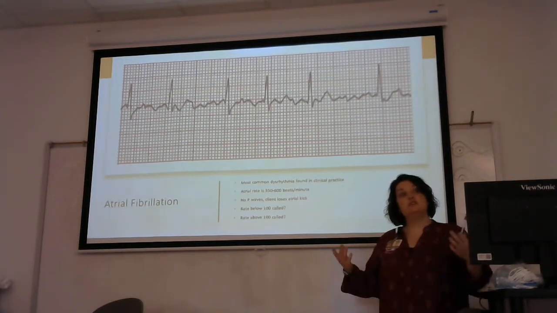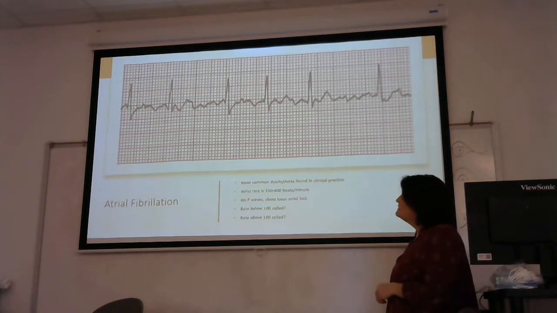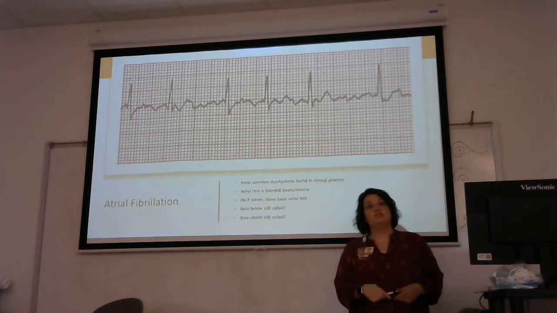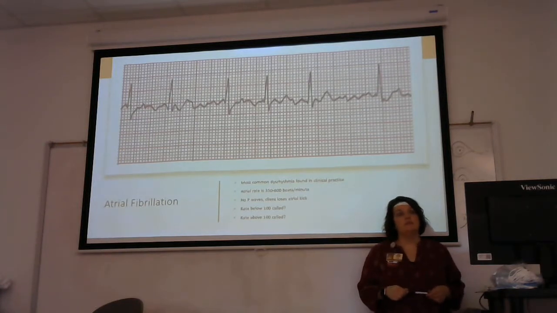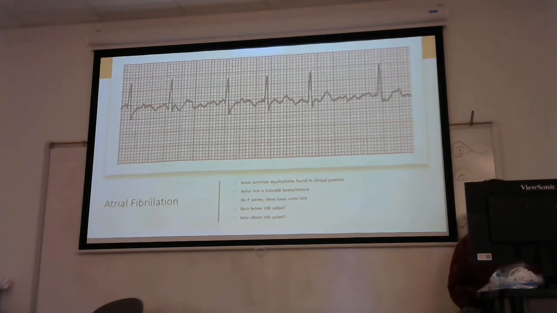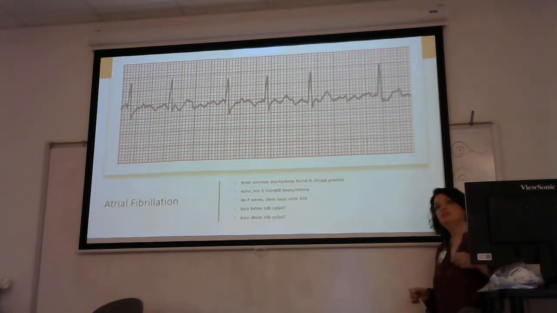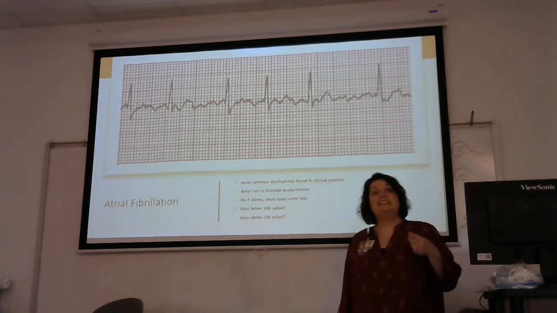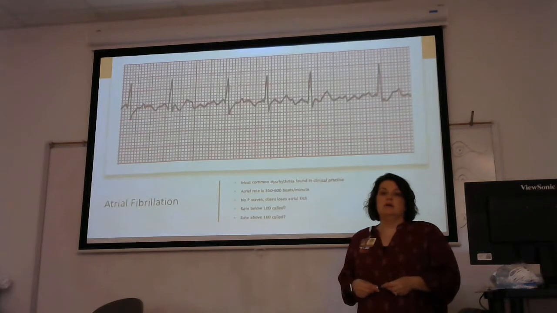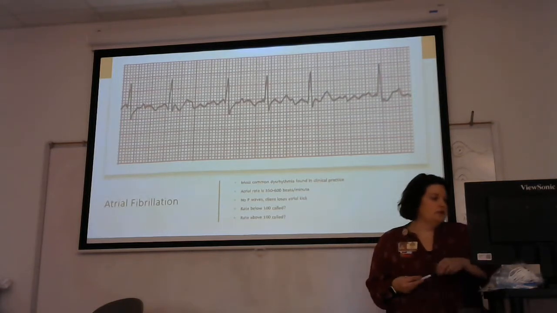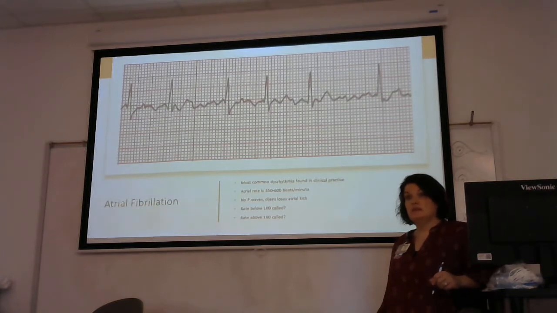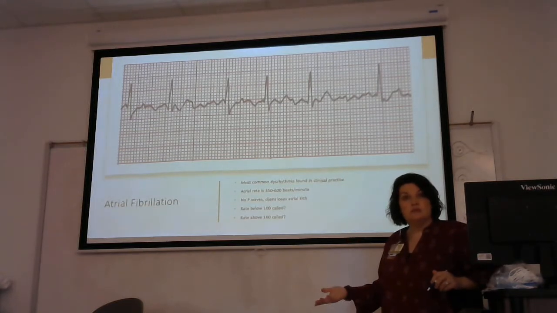Now, when you look at your QRSs, what you notice is that they are all similar in appearance, and the duration is within normal limits. So when you think about AFib, I want you to think about a very chaotic rhythm with no clearly defined P waves. It's ugly. Currently, we have over 2 million Americans walking around with AFib, and they don't know they have it because their rate's controlled.